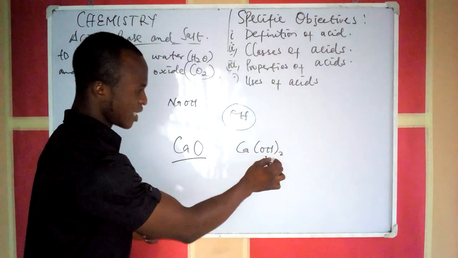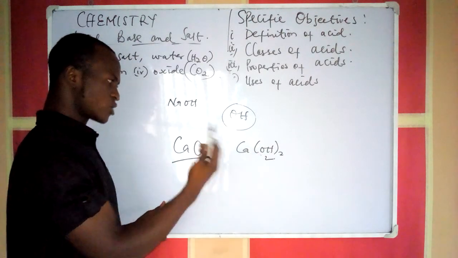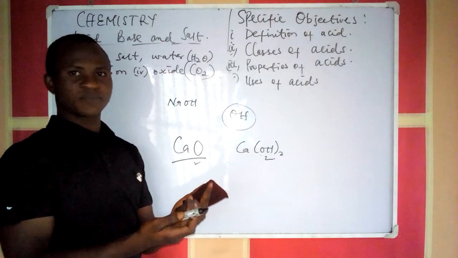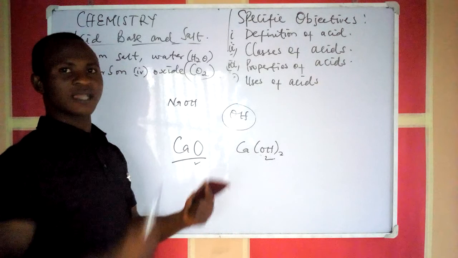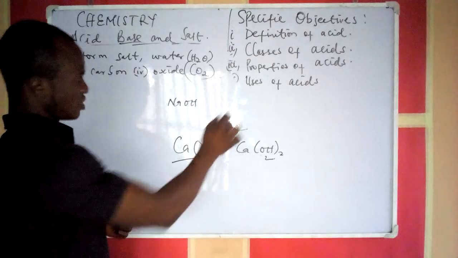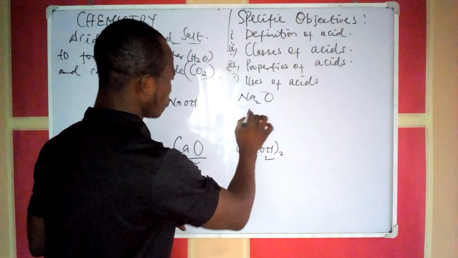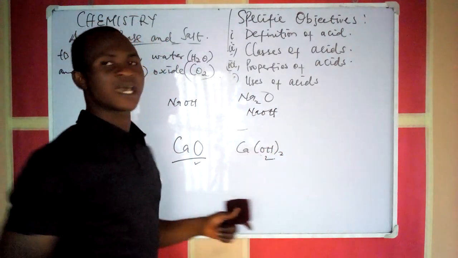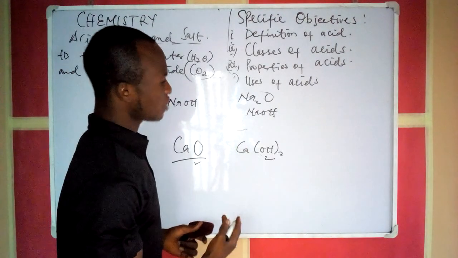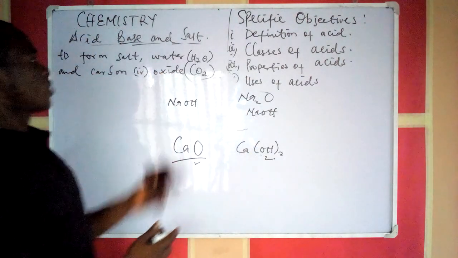Have you seen the difference here? This is a base, this is an alkali, this is a base. This is also a base, just like this one. But this one is partially soluble. A partially soluble base, that's what we call alkali. Likewise, sodium oxide is just a base, sodium hydroxide is an alkali because it is a soluble base. All the soluble hydroxides of metals are called alkali. We shall get there when we get to this.